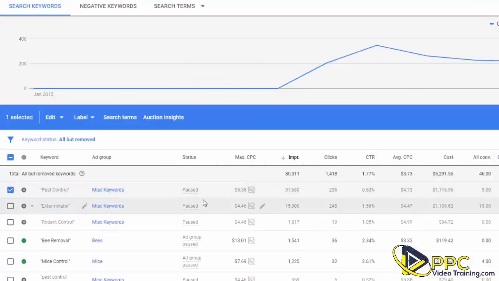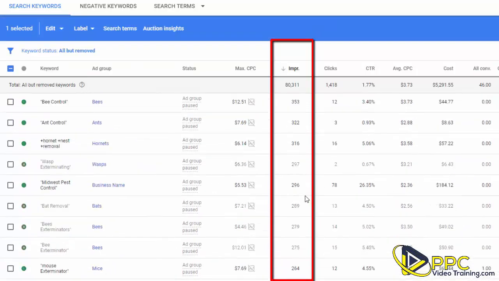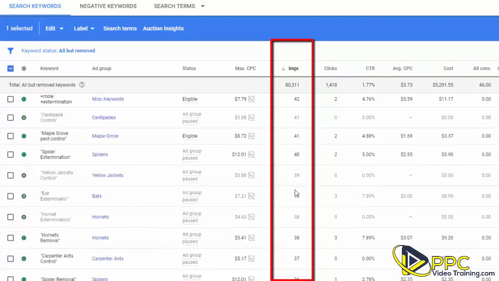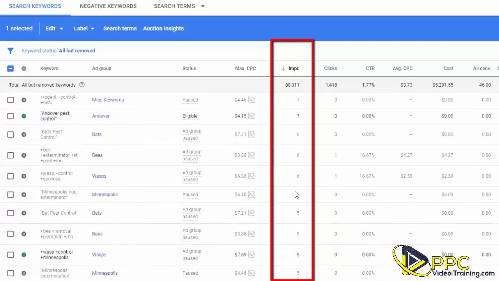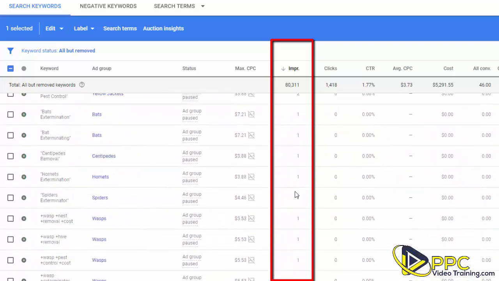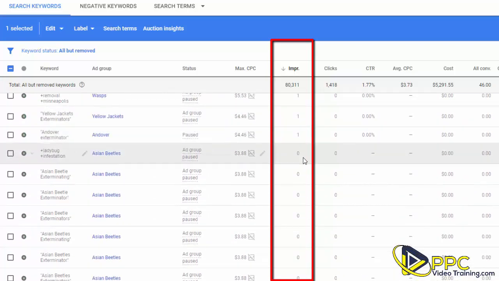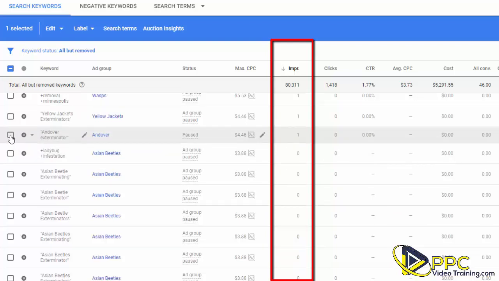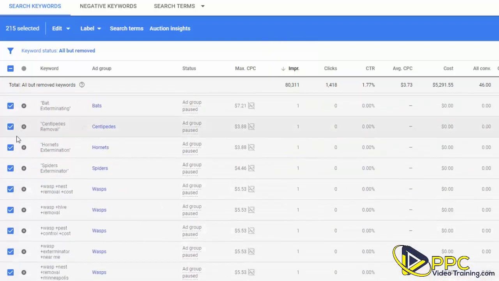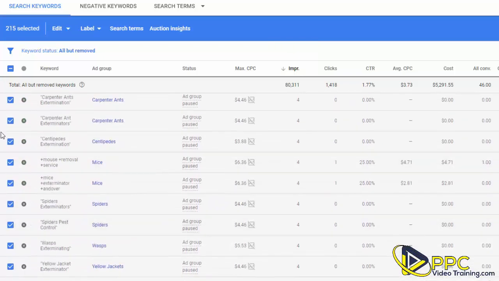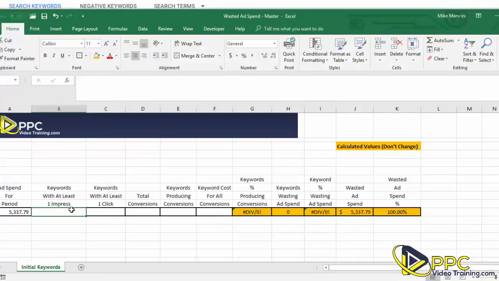But click on the top keyword. Remember, we sorted by impressions, and scroll down until you see where a keyword does not have any impressions at all. You can see it stops showing impressions here, and then hold Shift and click on that. Now you see all of these keywords are highlighted with the check mark, and you can see 215 were selected. Keywords with at least 1 impression: 215.